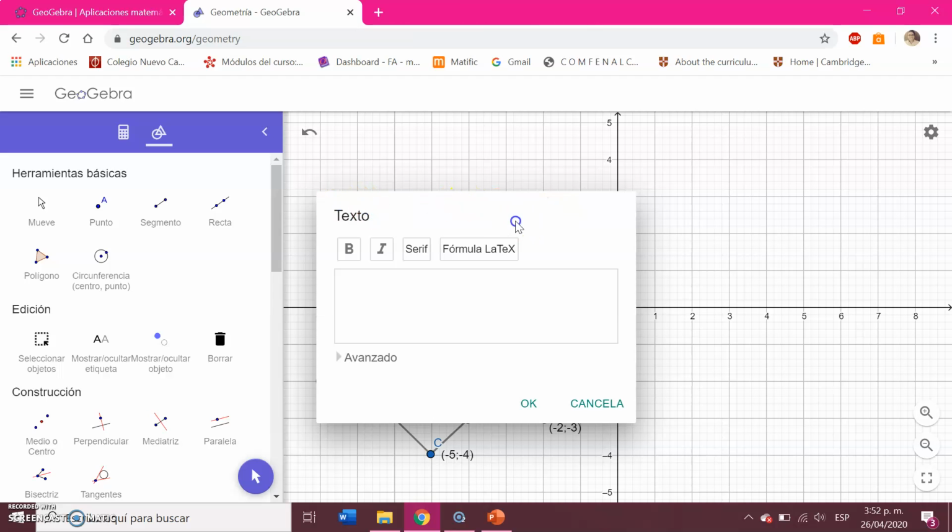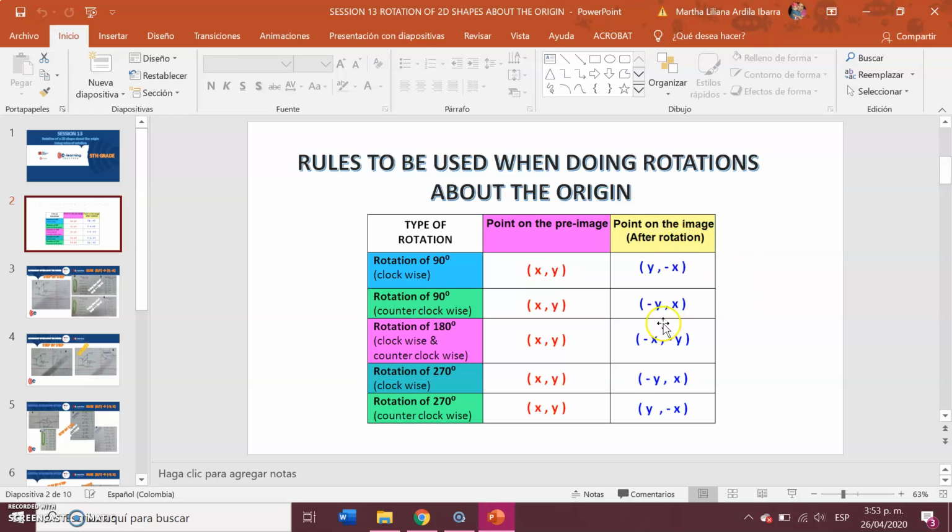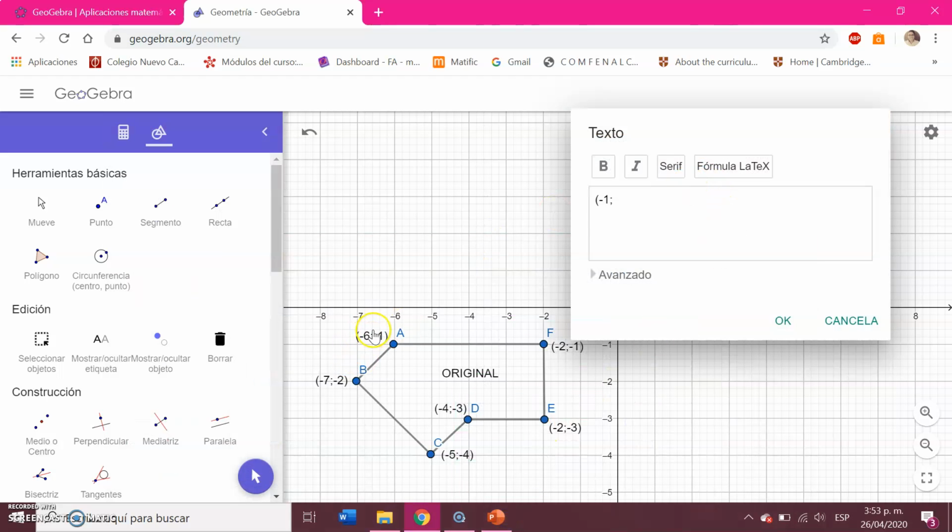So let me move over here. Let's start with A in order. It says that in my first component, I'm going to copy the y just like it is. So -1. And in the second component, let me see the rule. Copy the x with the symbol change. That's what this minus means. So -6, I copy 6.